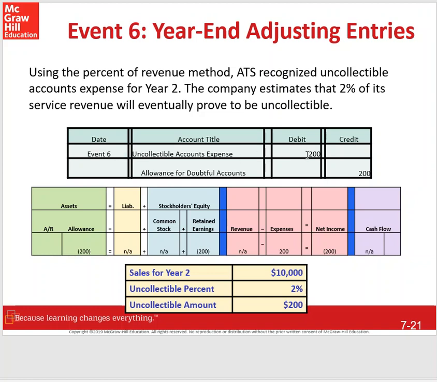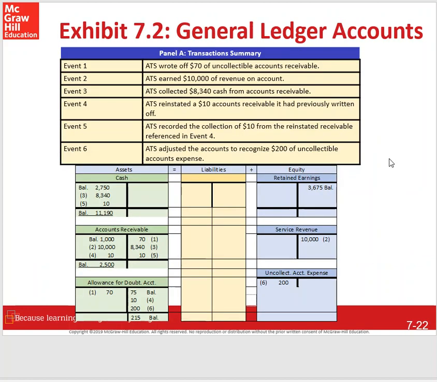So we're debiting uncollectible accounts expense and crediting allowance for doubtful accounts. And we see that down here, we're expensing the $200, bringing down our net income and therefore our retained earnings, and we're crediting our contra asset account allowance. So in terms of our T accounts, let's see, we've got cash at $11,190. Here in accounts receivable, we see we wrote off the 70 up here, and then down here in steps 4 and 5, we see the reinstatement and the collection.